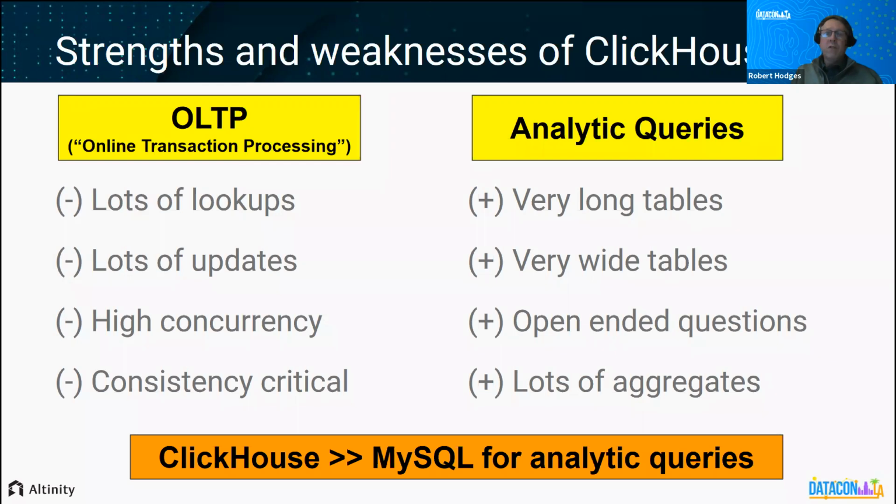What it's not good at is cases where you have lots of lookups, where you have lots of updates, where you have very high levels of concurrency. ClickHouse, just to take one example, does not update data in real time. It will update it in the background. So if you're trying to add something to somebody's basket, it's not a good database to use for that. So I hope this gives you an overview of some of the strengths and weaknesses.